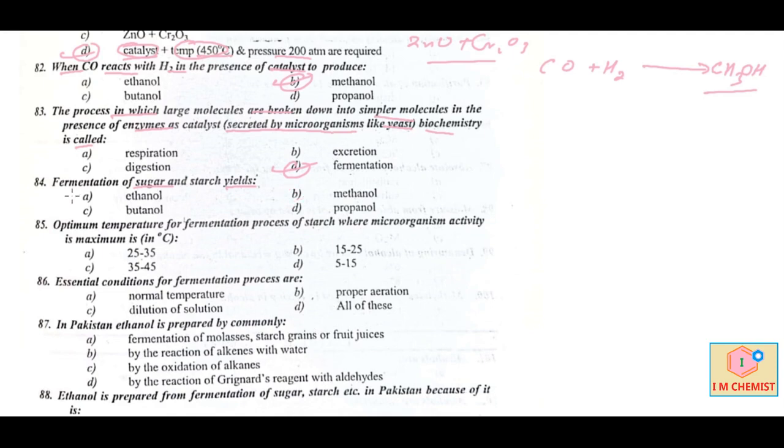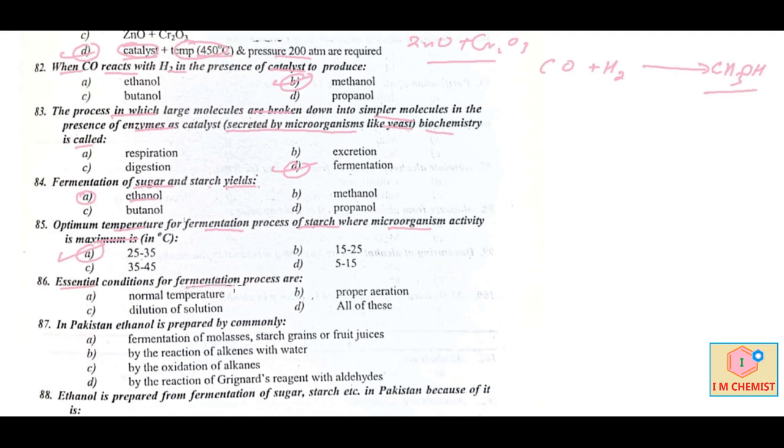So option number A is correct. Fermentation of sugar and starch produces ethanol. Optimum temperature for fermentation process of starch where microorganism activity is maximum is 25 to 35 degrees centigrade. So option number A is correct.